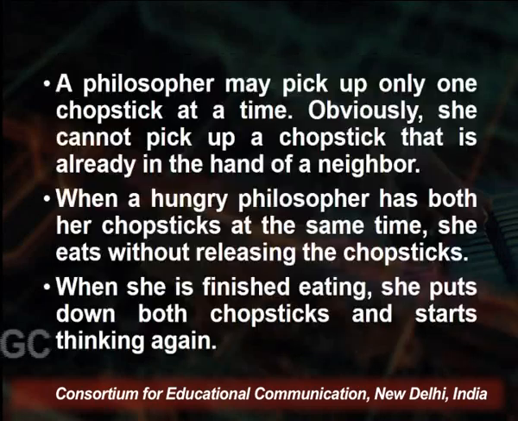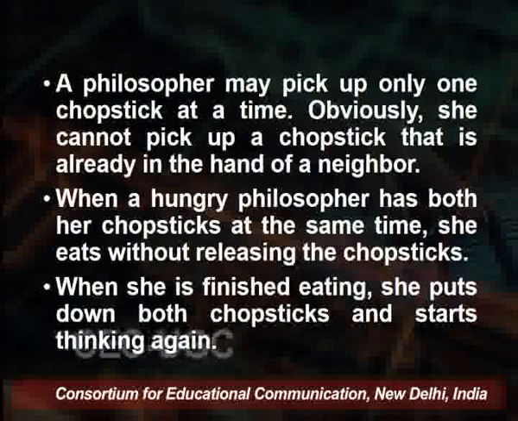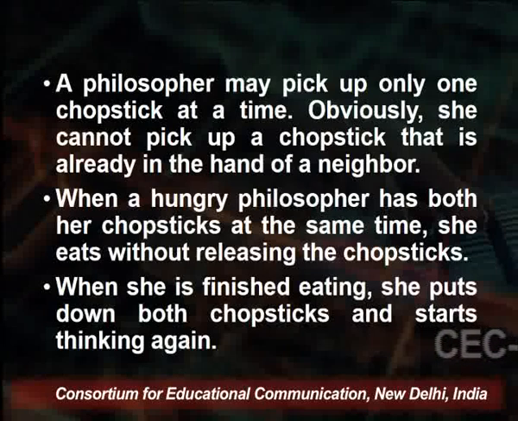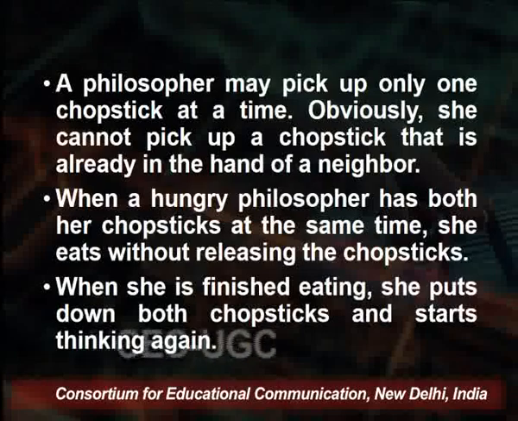So what are the stages a philosopher may go through? A philosopher may pick up only one chopstick at a time. Obviously she cannot pick up a chopstick that is already taken by a neighbor, that is already in the hand of a neighbor. When a hungry philosopher has both her chopsticks at the same time, she eats without releasing the chopsticks. When she is finished eating, she puts down both the chopsticks and starts thinking again.